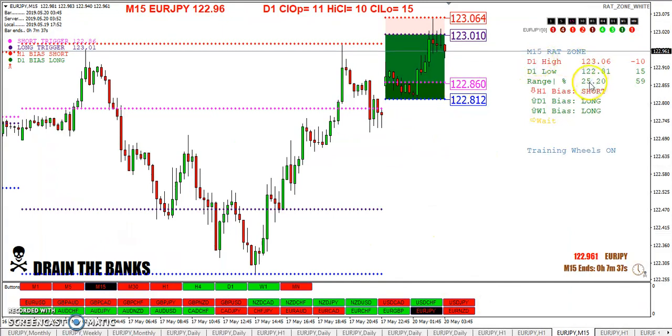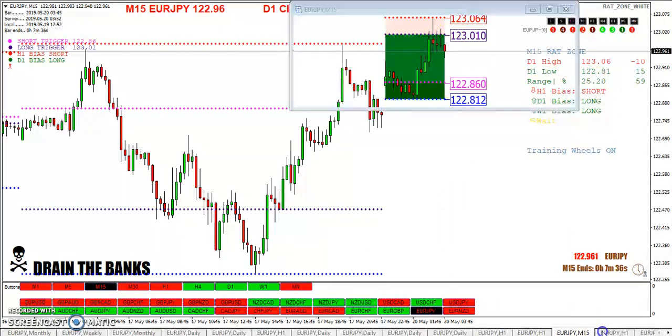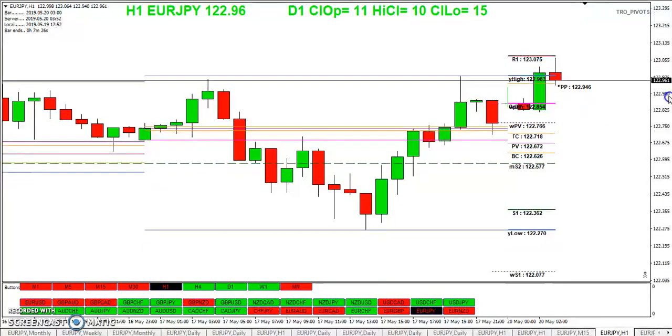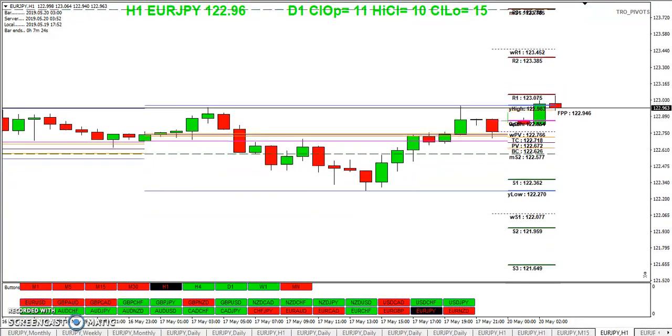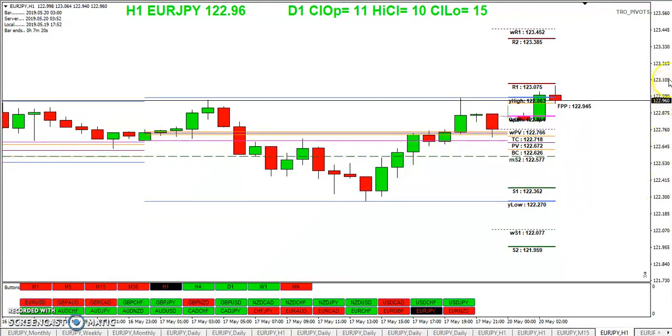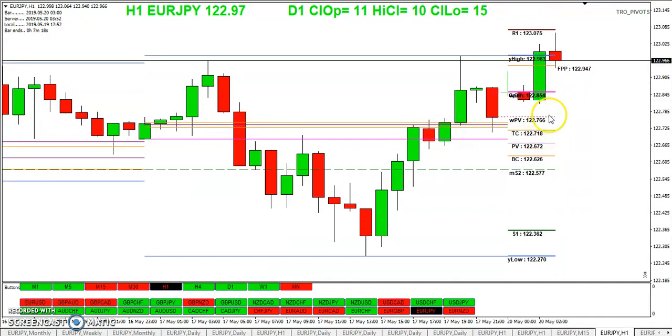Rat zone, not enough range for the rat zone. And on the pivots, you see we missed the weekly pivot so far, or the daily pivot. We've missed the weekly pivot so far this week. So these are a couple levels to think about.